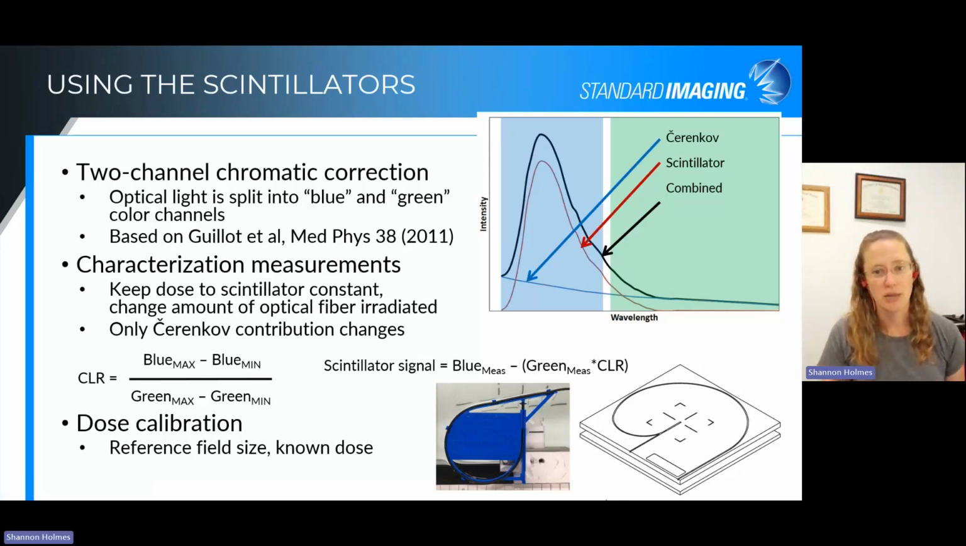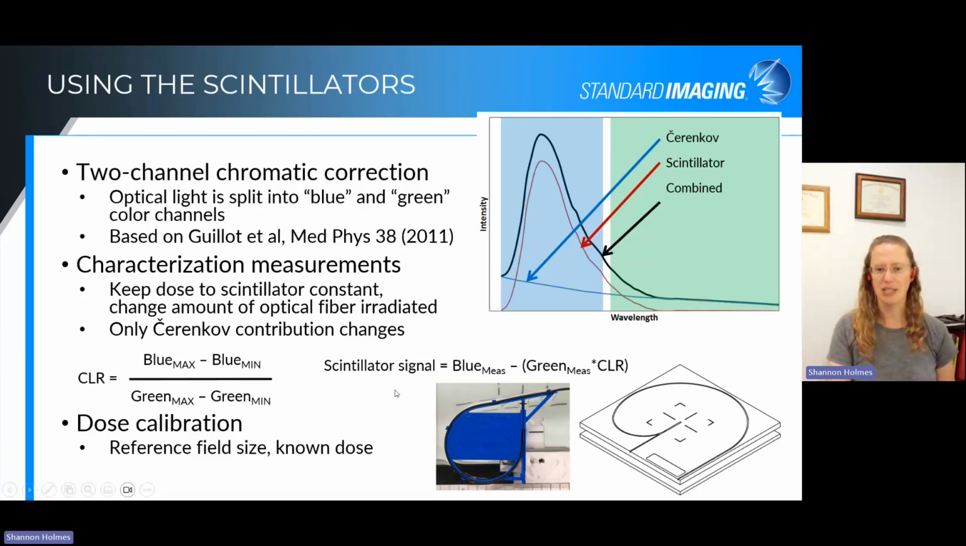So the idea with this really is that you keep the dose to the scintillator itself the same. So this blue curve from the scintillator does not change, and the Cherenkov component changes in both the blue and the green channels. So if we take the difference between the maximum and the minimum fiber, and for blue divided by that same change in the green channel, we can calculate a correction factor called the Cherenkov light ratio, or CLR, that can be used to remove Cherenkov from the rest of your measurements.